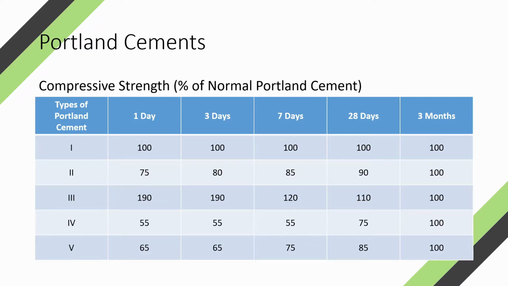Kasi kapag masyadong mataas yung temperature, mas madaling mag-evaporate yung ating tubig. Possible na mag-form ng cracks yung ating structure. So, yan yung gamit ng type 4. For type 5, it is used when concrete is to be exposed to severe sulfate action by soil or water. So, yan naman yung gamit ng ating type 5 na cement.